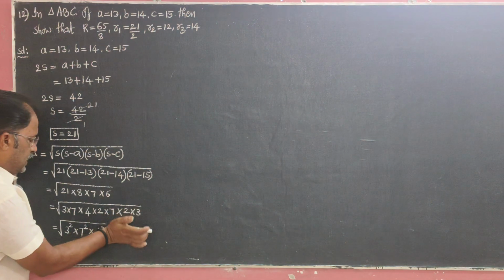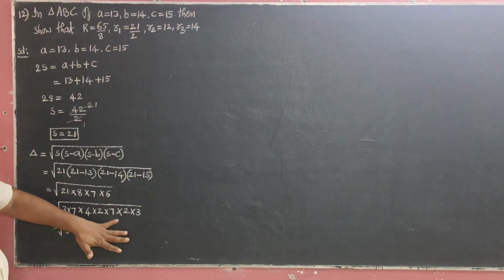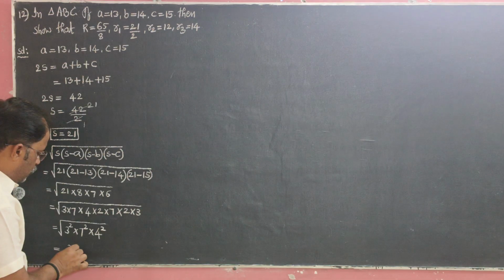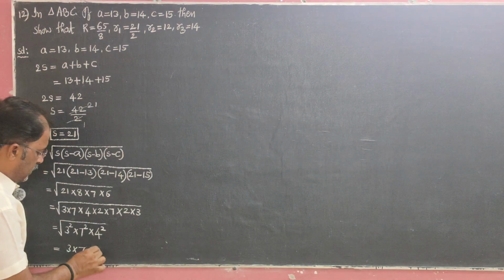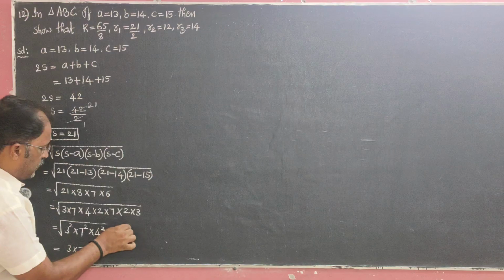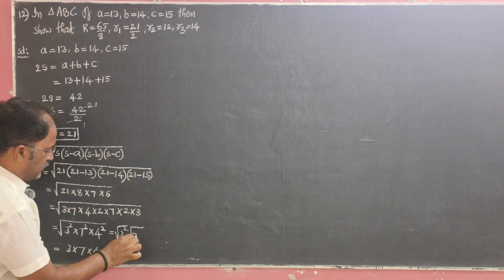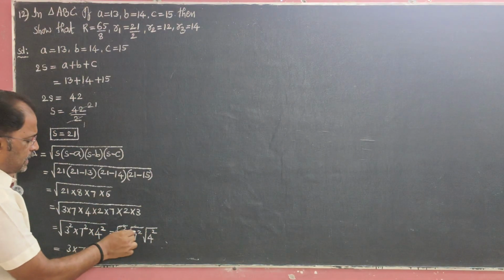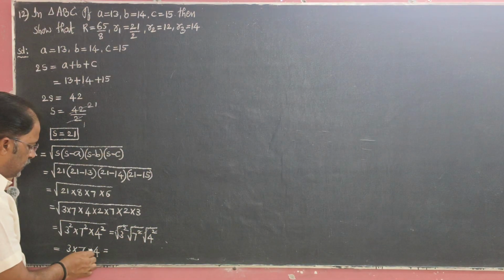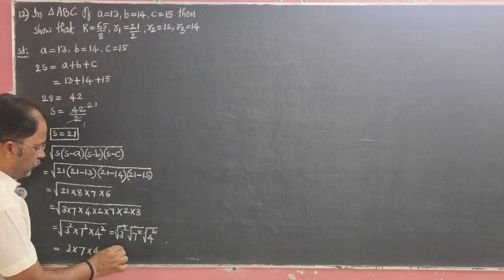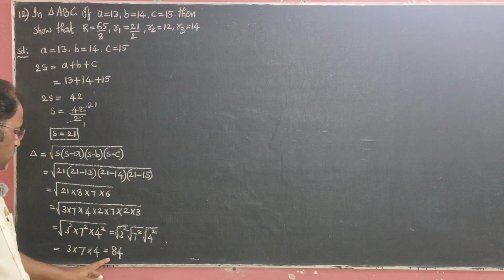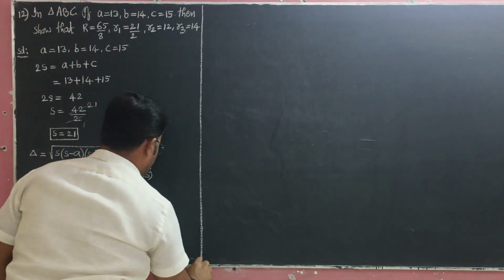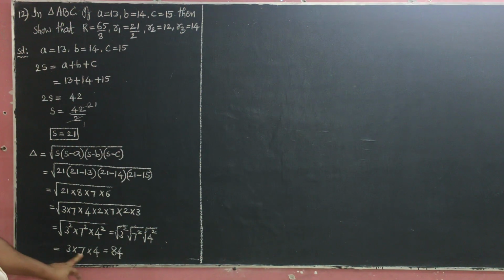Now see, the square root of 3 square, 7 square and 4 square: the square root cancels, so we can write 3 into 7 into 4. Or we can write square root of 3 square into square root of 7 square into square root of 4 square. 3 into 7 is 21, 21 into 4 is 84. Now the delta value is 84.